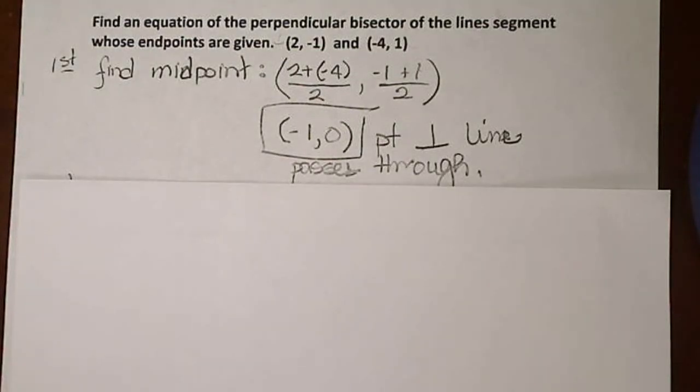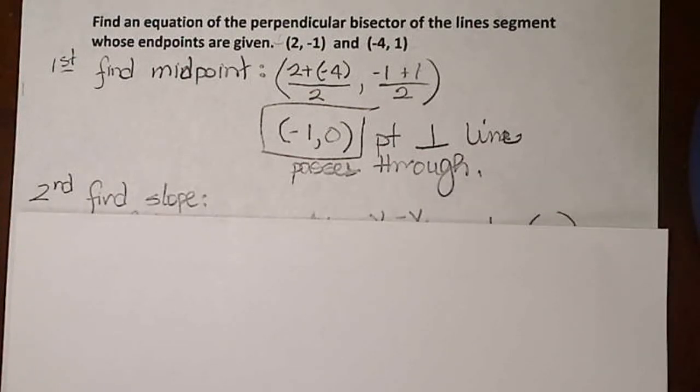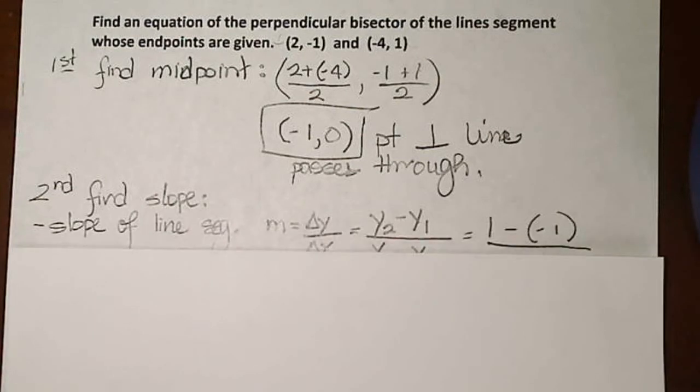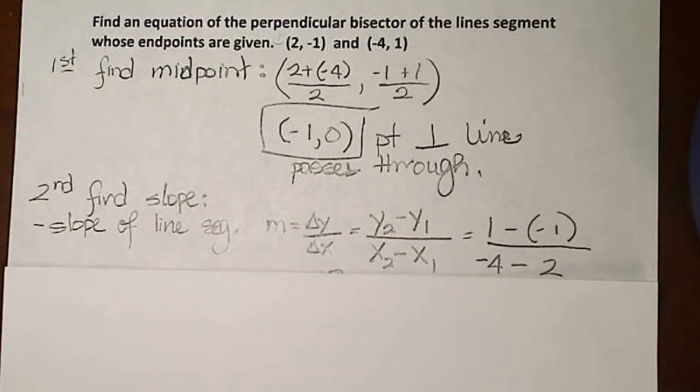So my next step is, now I have the point that it passes through. To generate a line, I need either 2 points or a point and a slope. So now I'm going to look for my slope. To find the slope of a line perpendicular to the line segment, I first have to find the slope of the line segment.